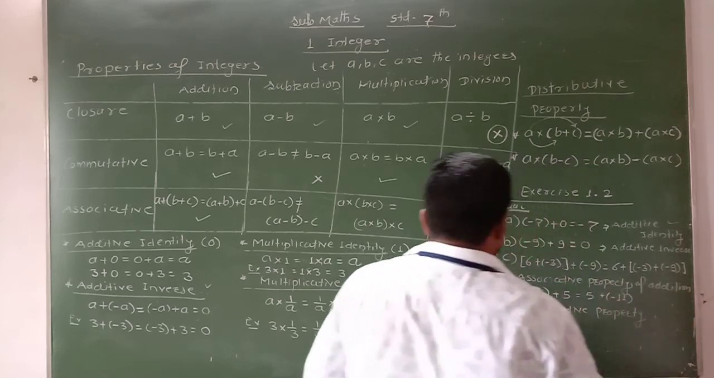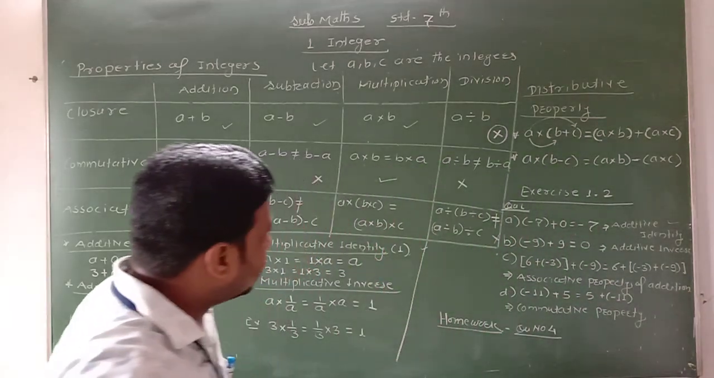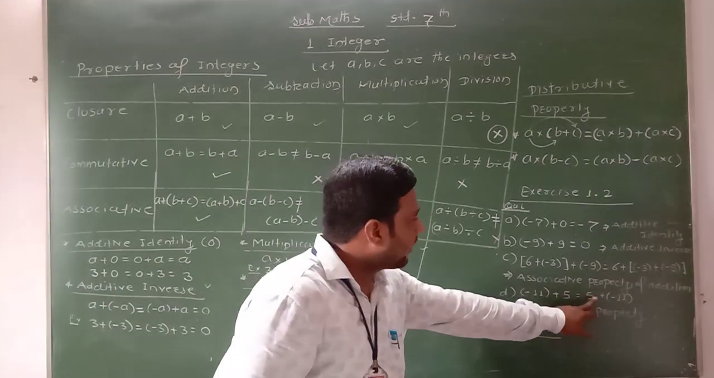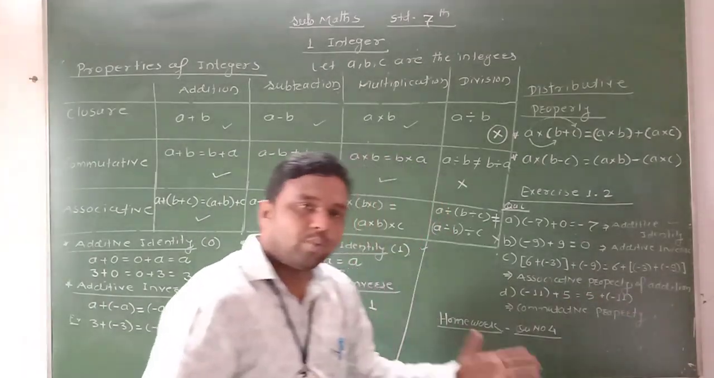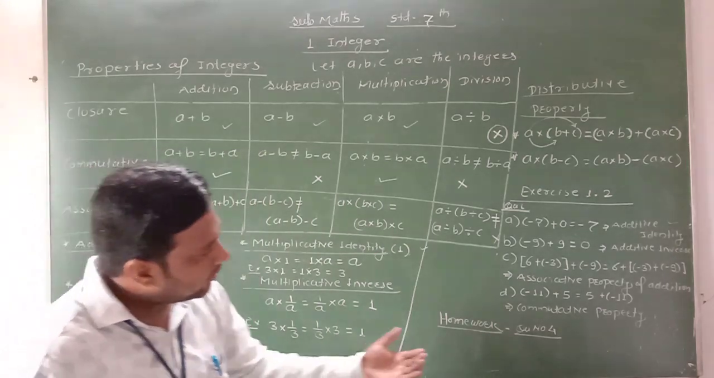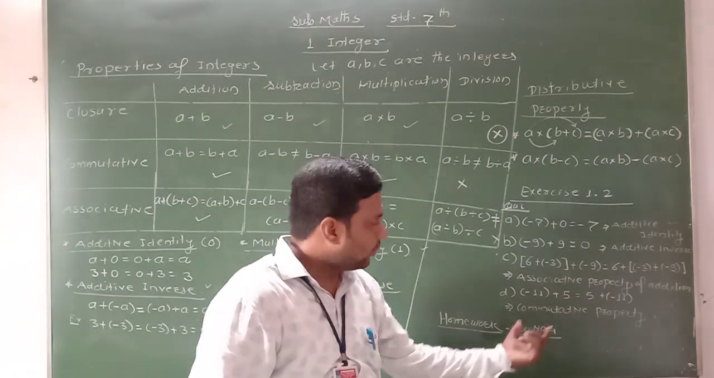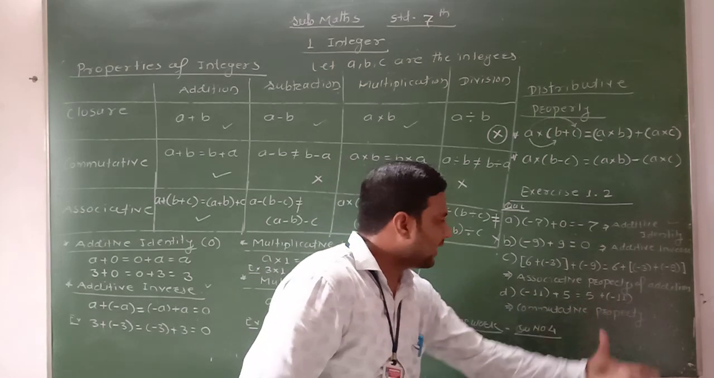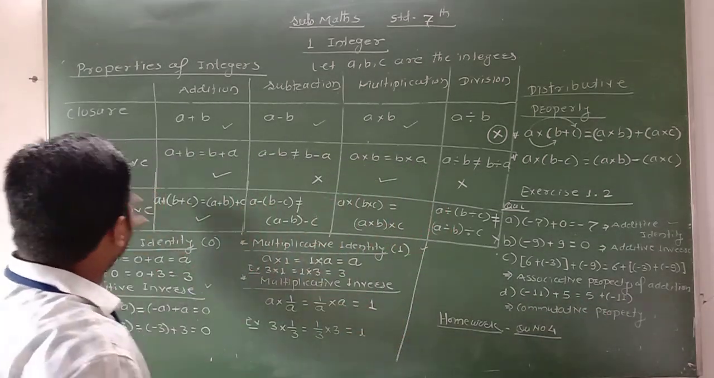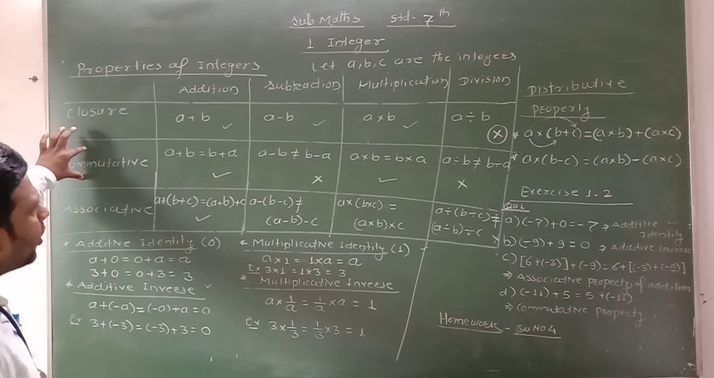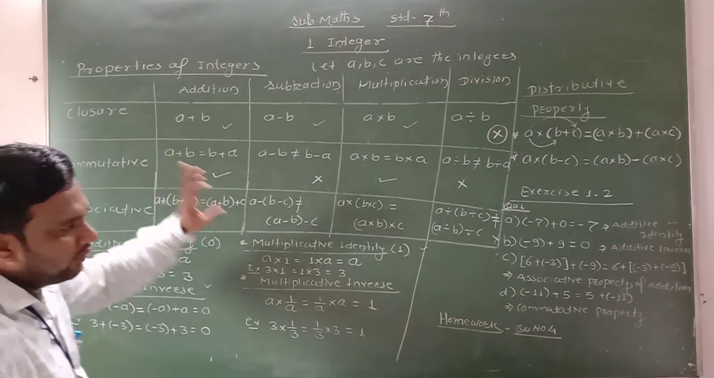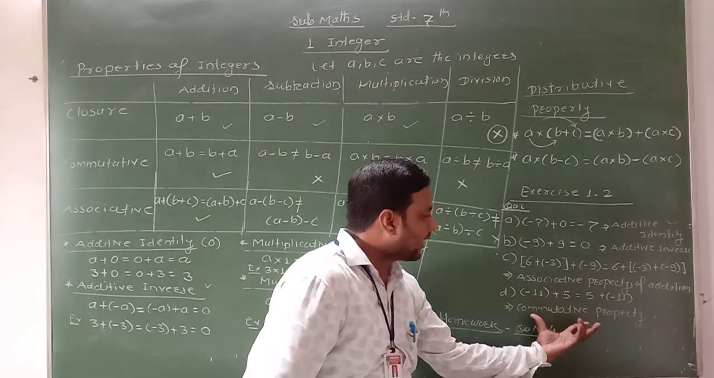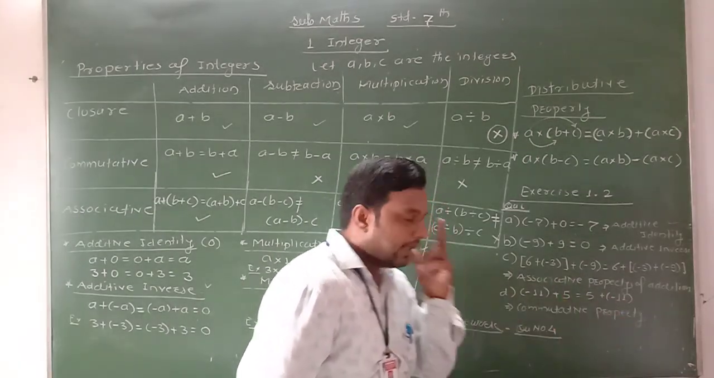Okay, now next d is given, example minus 11 plus 5 is equal to 5 plus minus 11. On both sides the same numbers are there, but their positions are changed. Minus 11 plus 5 is given here, and 5 plus minus 11. If both sides are equal, this is the commutative property for the addition. We can write here commutative property for the addition, or simply we can write commutative property for the integers.